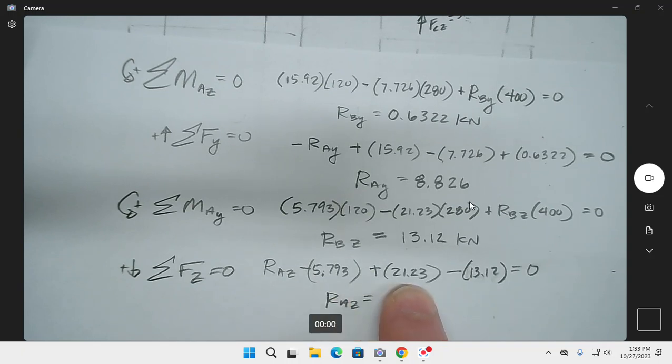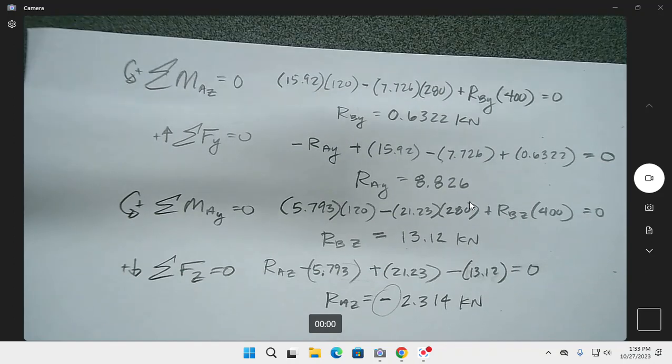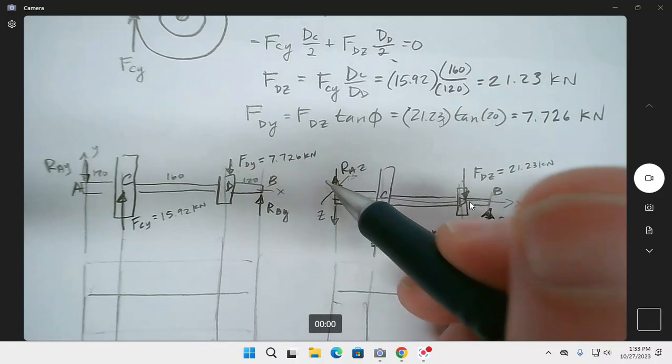So I'm going to take my 21.23, and I'm going to subtract out that 13 right there, and then I'm going to subtract out my 5.793. Boom. And I'm left with a positive number over here, but it has to jump over. So I end up finding a negative 2.314 kilonewtons. So actually, that indicates I chose poorly, that it should have been upwards instead.